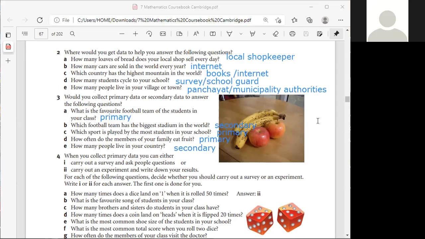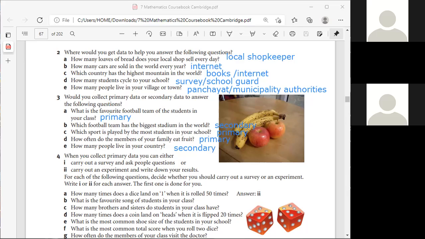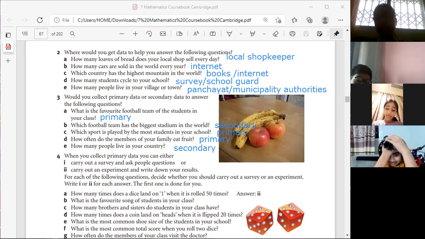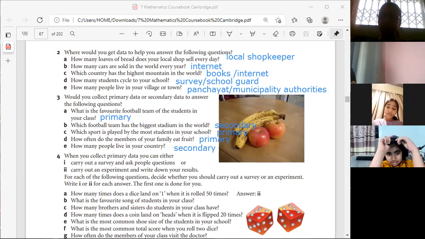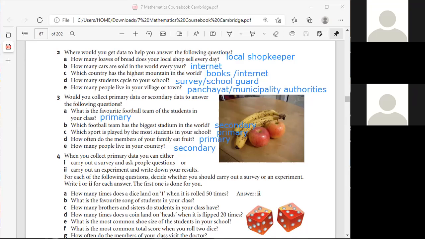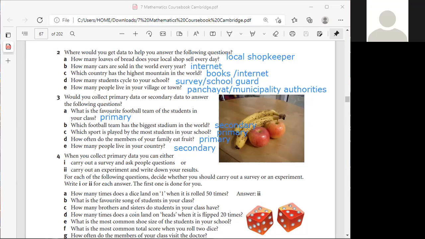Primary data is which you collect by yourself, and secondary data is which is already collected. I had explained this when I did the chapter. You were not there at that time, Mohammed? Syed, are you in class? Yes, ma'am.